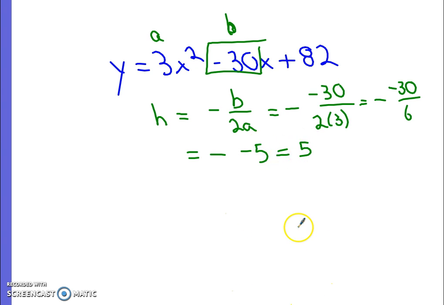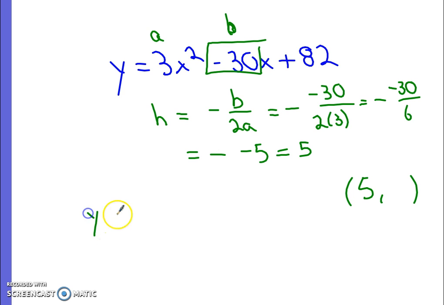So all that tells us is that the vertex is at 5, comma, something. I don't know what the y-coordinate is yet, but I know that the x-coordinate is 5, because the value of h is always the opposite of b divided by twice what a is. Now, how do you get what the y-coordinate is? It's pretty easy. This formula right here tells you the y-coordinate when you know the x-coordinate. So what we'll do is just put a 5 in here for x in both places and calculate y.